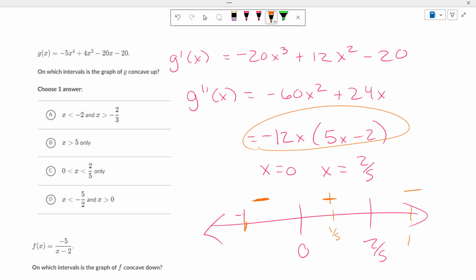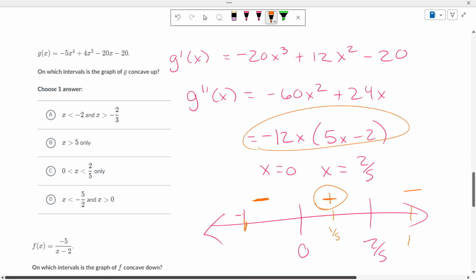Where is it concave up? Where our test points are positive. So it's in between 0 and 2/5. That's where it's concave up.